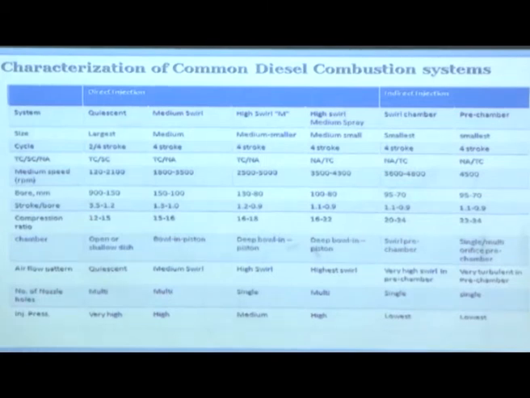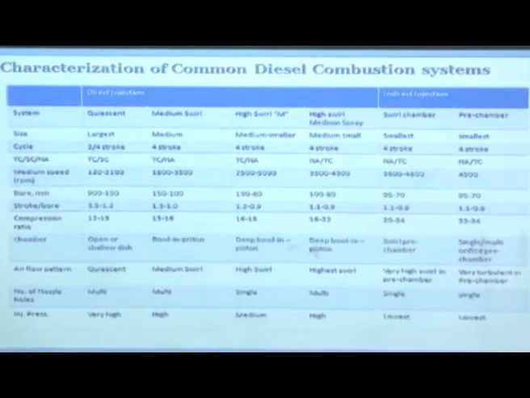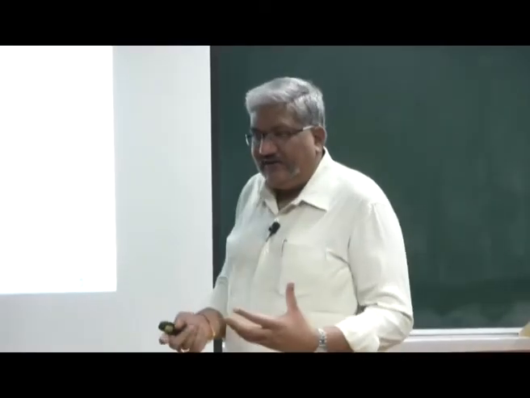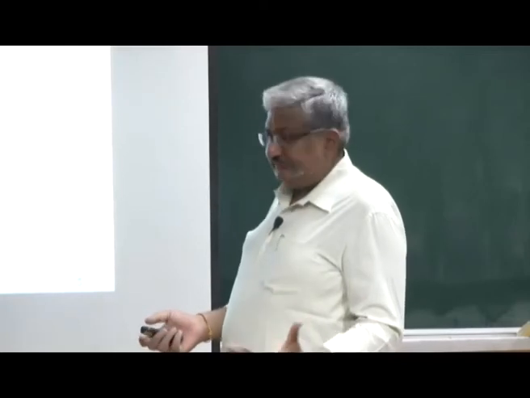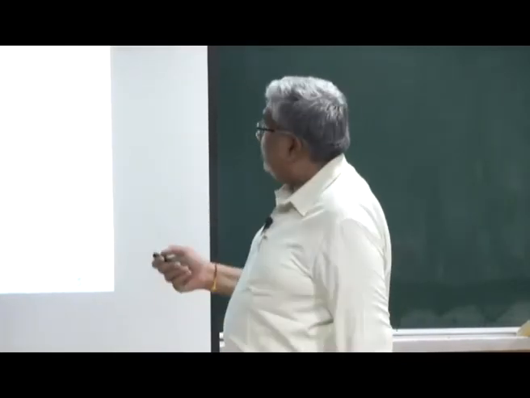There are 4 designs in the DI engines. The first design is the quiescent combustion chamber. Quiescent by name itself says it's quiet. Quiet really means that there is hardly any air turbulence. So air is not really playing any role in mixing of the fuel and air. Air turbulence is not playing any role.